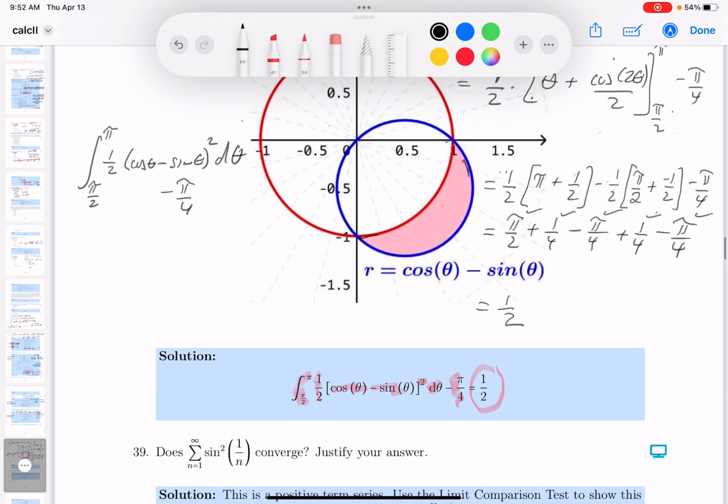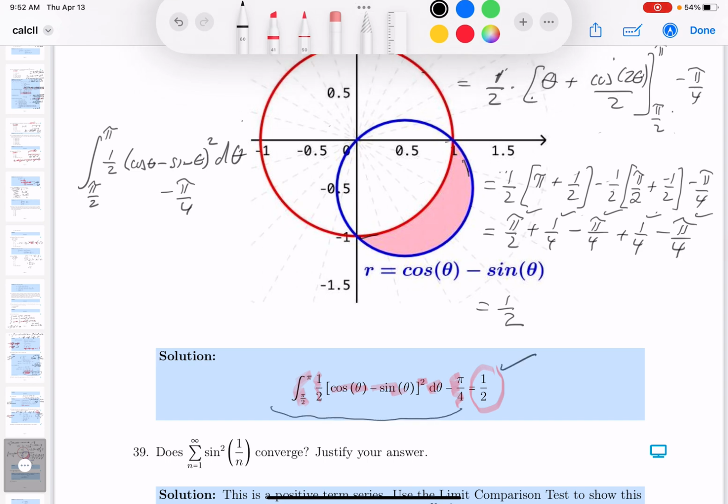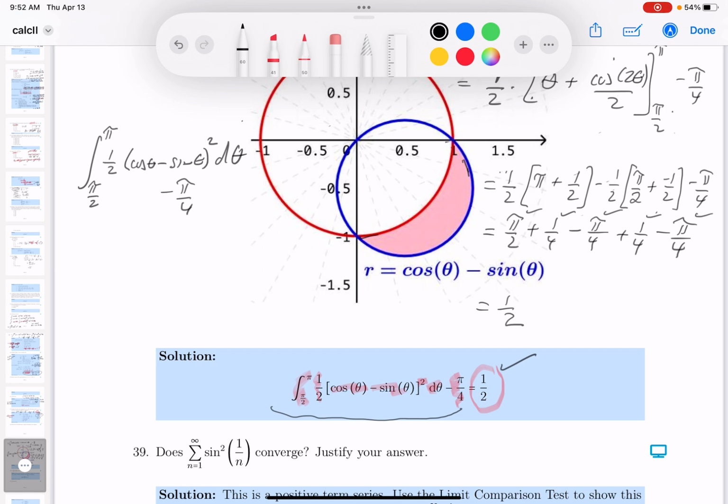So what's the answer going to be? 1/2, as they say. Here's the deal, though. They said use a calculator. I would use a calculator. I wouldn't have gone through that to do that. Thank you.